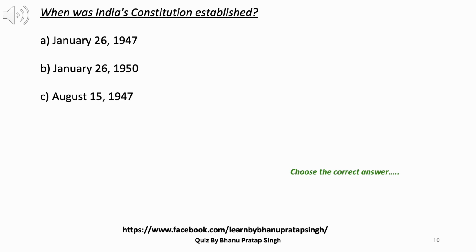10. When was India's constitution established? A. January 26, 1947. B. January 26, 1950. C. August 15, 1947. Answer: B. January 26, 1950.